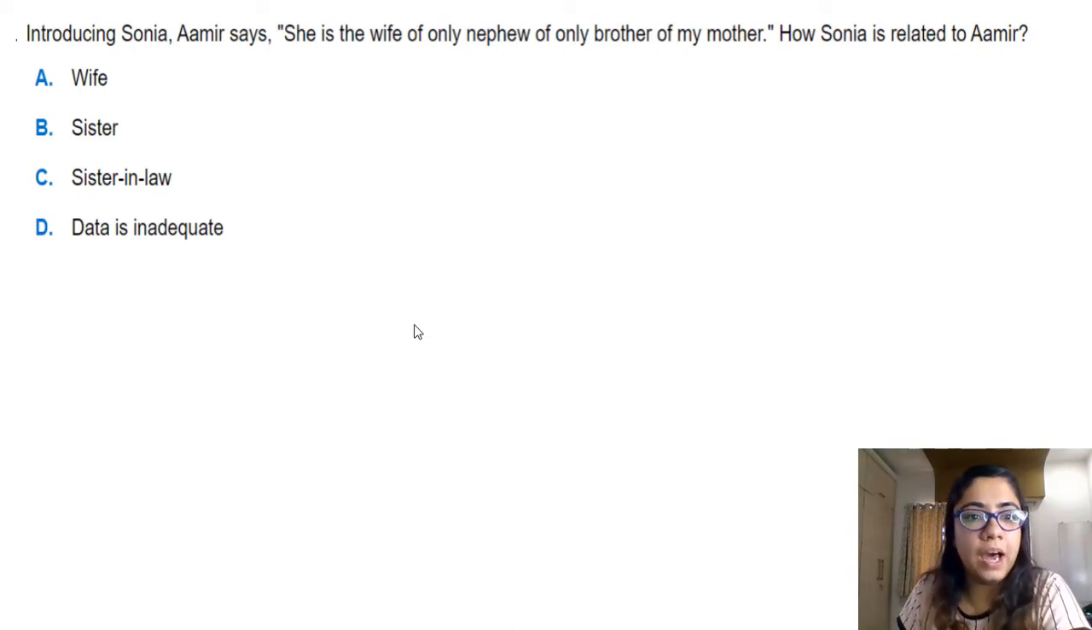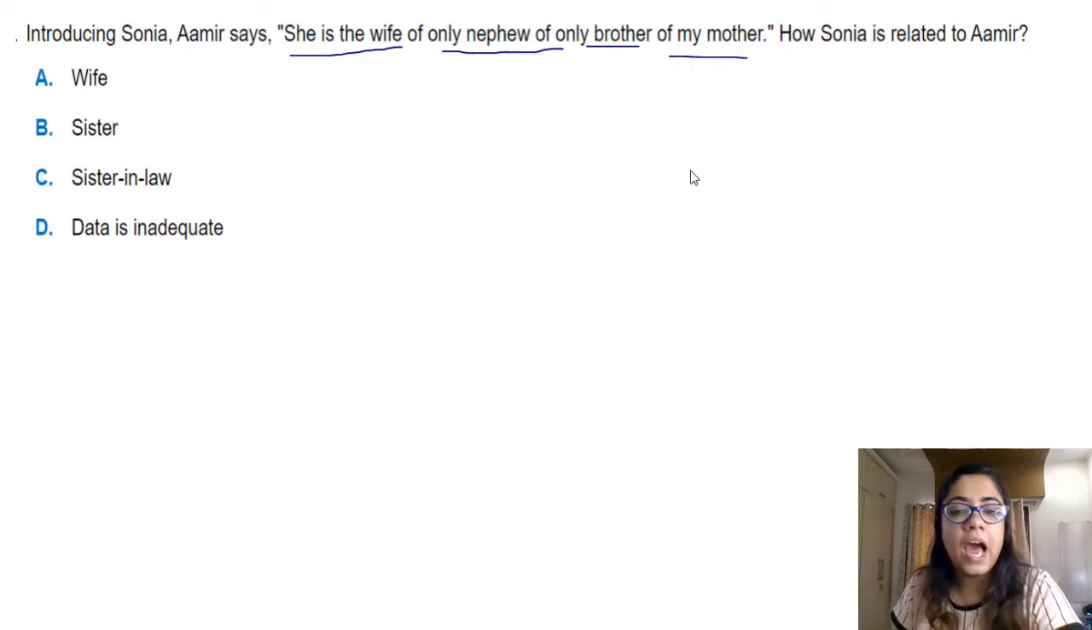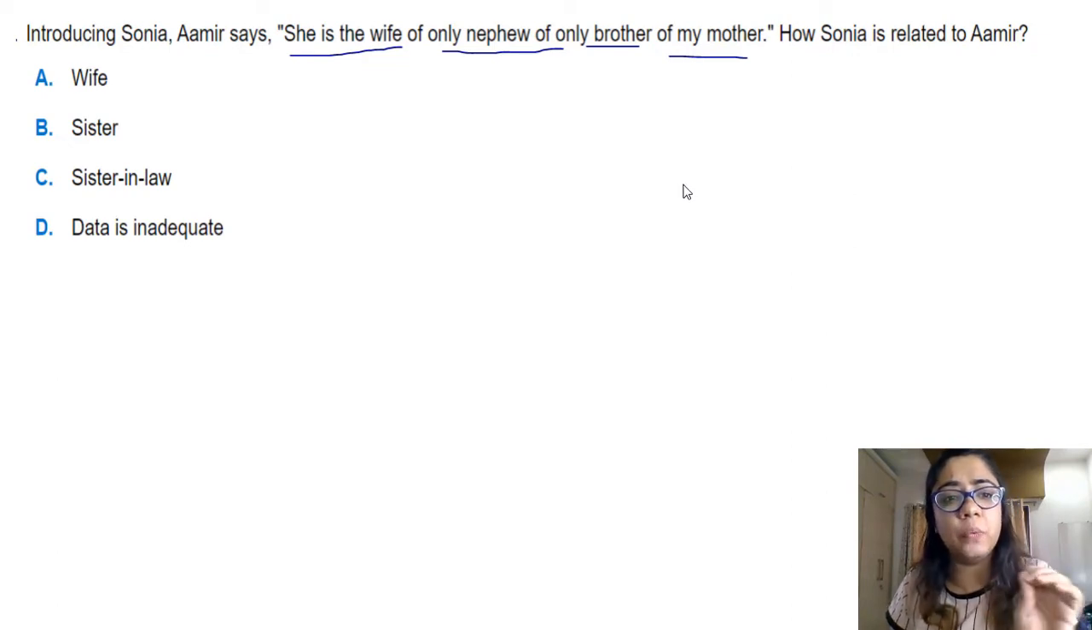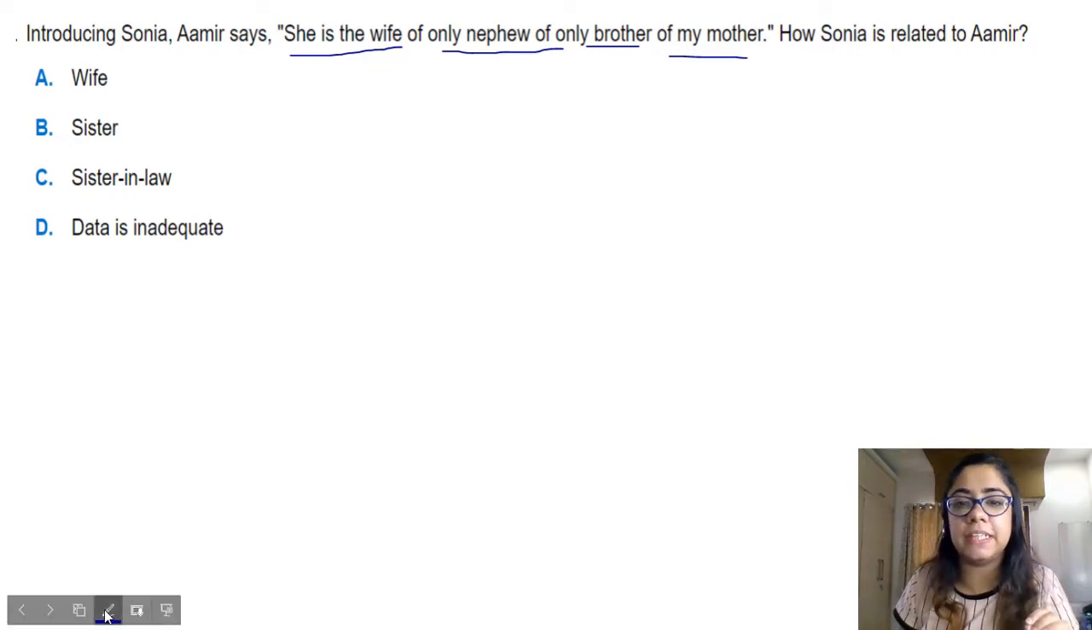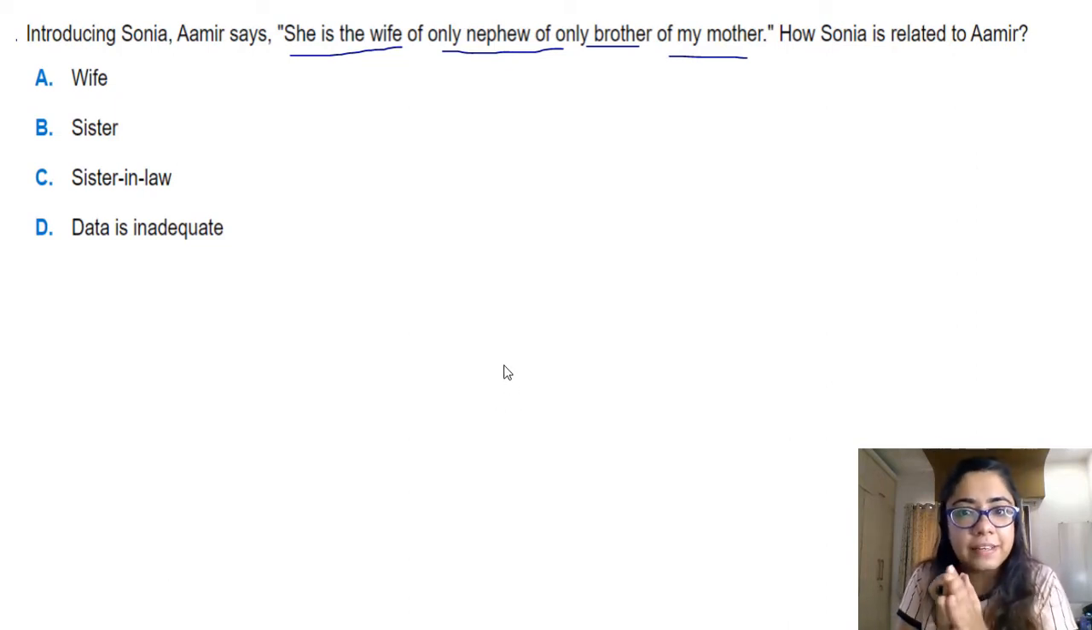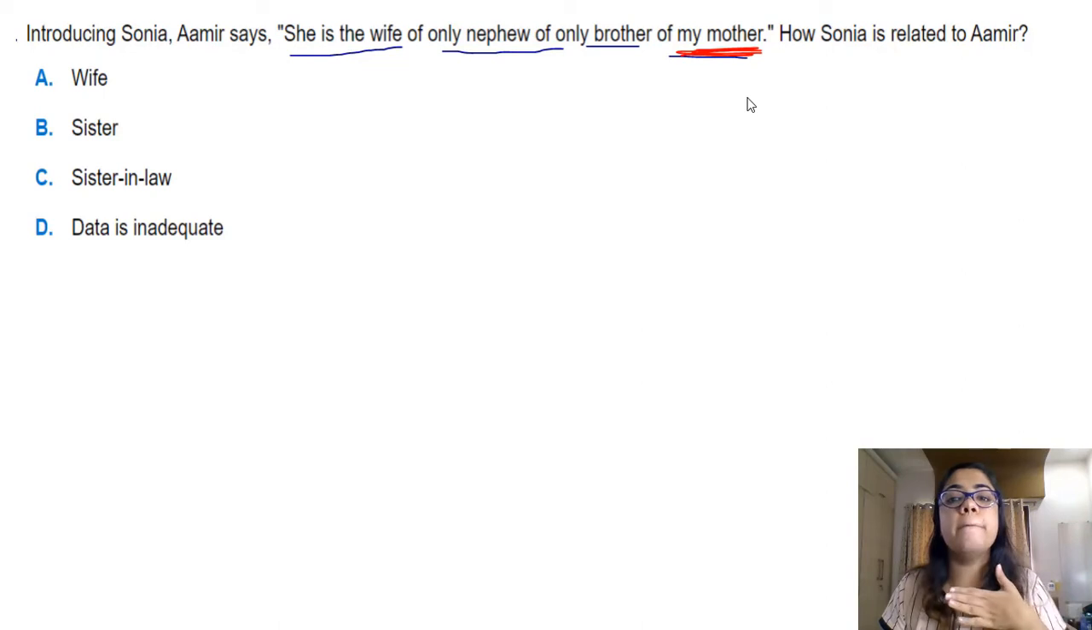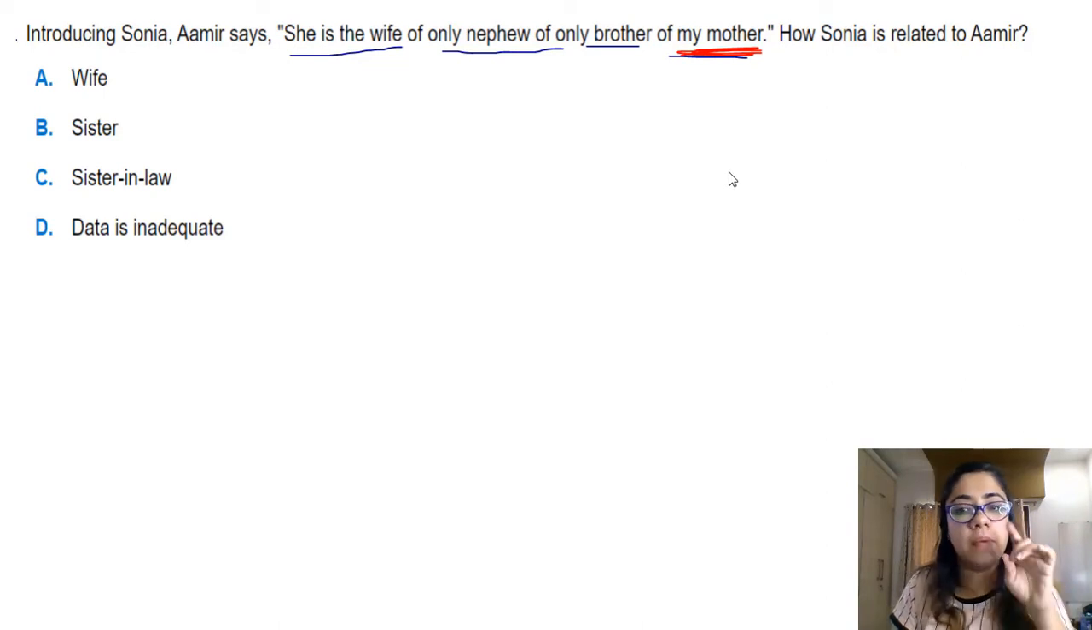Introducing Sonia, Amir says she is the wife of the only nephew of the only brother of my mother. How is Sonia related to Amir? Okay, it seems to be a very complicated question, but trust me, it's a very simple question. What you do is, you start with Amir's relation. What is Amir's relation? He said my mother. She is the wife of the only nephew of the only brother of who? My mother. So he's talking about Amir's mother.